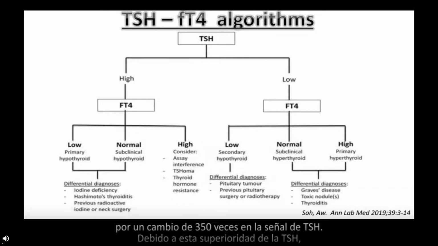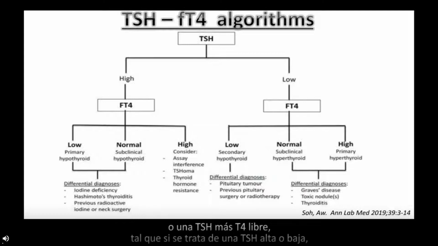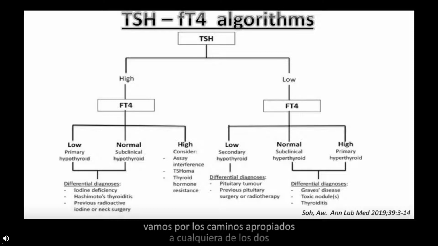Because of this superiority of TSH, right, most laboratories will do a TSH first testing algorithm or a TSH plus free T4, such that if it is high or low TSH, we go down the appropriate pathways to either primary hypothyroidism, primary hyperthyroidism, and then when both are normal with a change in the TSH, there's this entity called subclinical hypo or hyperthyroidism.